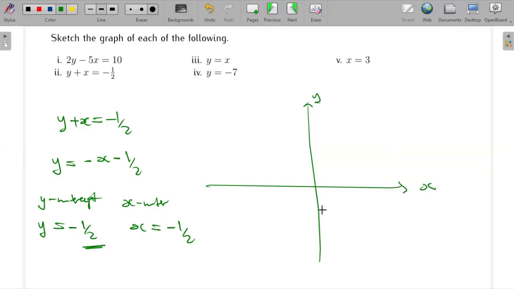So both are negative on the axis. This means negative half, negative half. So you expect something like that. They are negative half, and they are also negative half. So this here is the equation: y plus x is equal to negative half. Okay, so this is how you get that one.